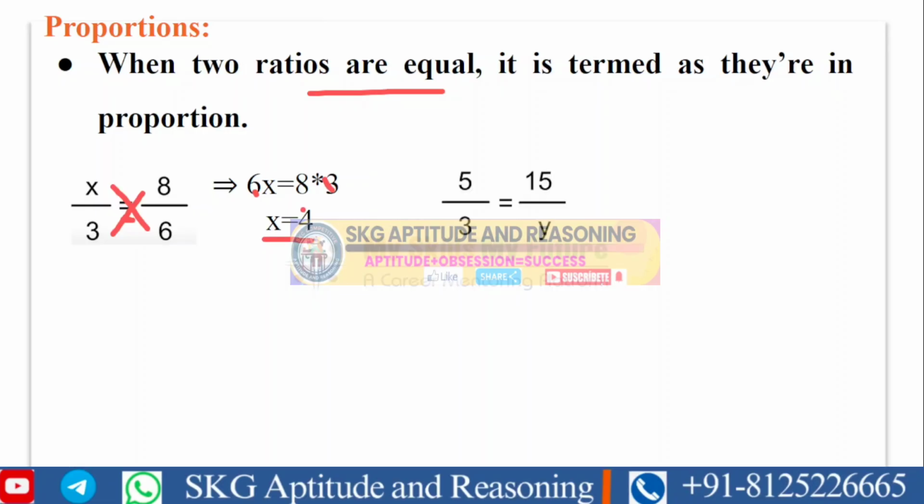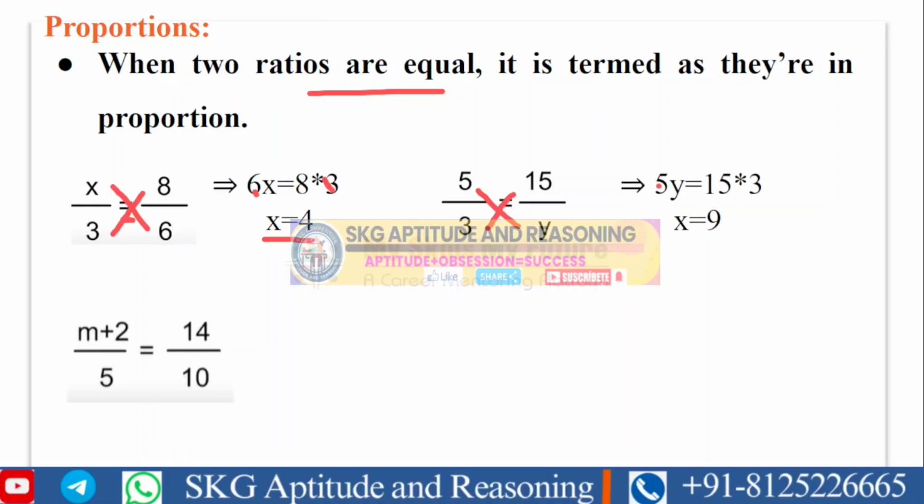And similarly, here is one more example. These two ratios are also in proportion. What I told, we need to cross multiply the things here, and if we do so, we'll get 5y equal to 15 into 3. 5 ones and 5 threes get cancelled, so we'll get the value of, here not x, it is y. So we'll get the value of y as 9.